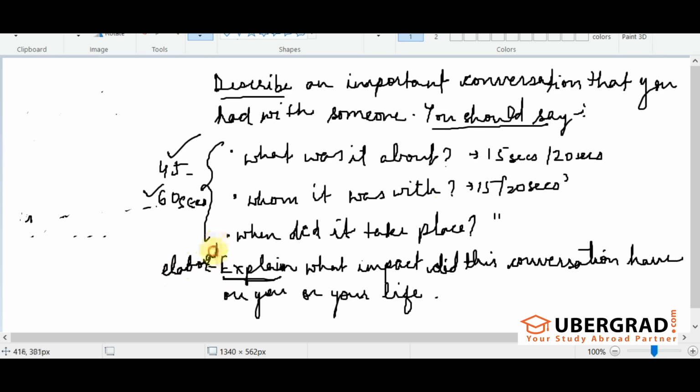Right? Explain means what? You have to explain, which means it has to be elaborated more. You have to speak more on this. So the rest of the time, until the examiner says thank you, has to be dedicated to the explain part. Okay. So that's what we'll try to do.